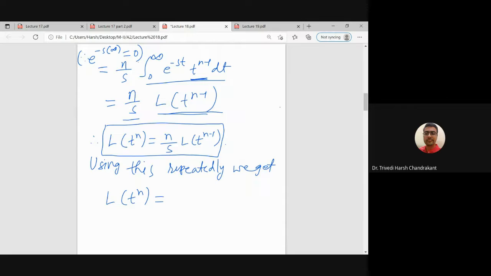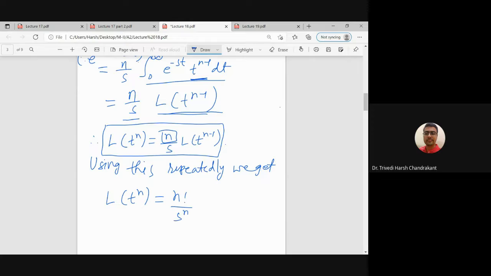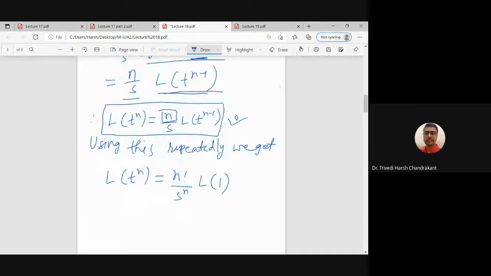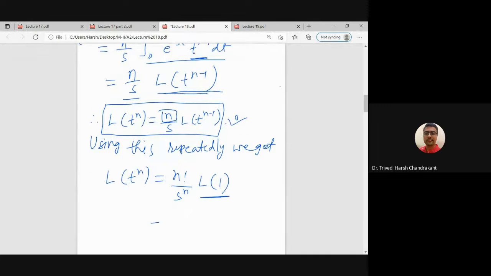That means the first term we get n by s, the second term we get n minus 1 by s, and so on. So we get n minus 1, n minus 2 up to 1. So that is n factorial divided by s power n. And finally we get the Laplace transform of the constant function 1. Basically we are using this formula iteratively. And then we need to find what is the Laplace transform of constant function 1.